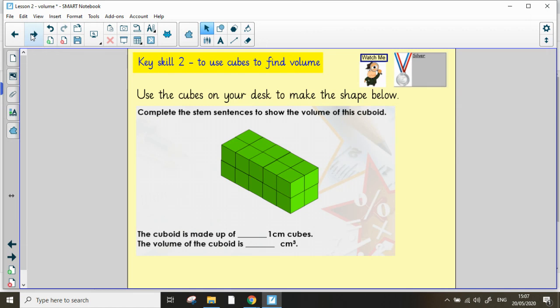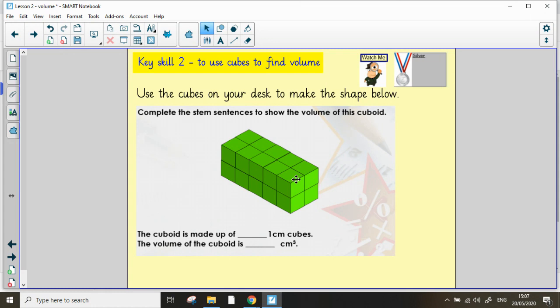So, let's have a go at key skill 2, which is to use cubes to find volume. Now, if you have cubes on your desk, you can make this shape below. If you don't, it's quite easy to count the cubes. So, the question says, complete the stem sentences to show the volume of this cuboid. The cuboid is made up of how many 1 centimetre cubes? The volume of this cuboid is blank centimetres cubed. So, how many centimetre cubes is it made up of?